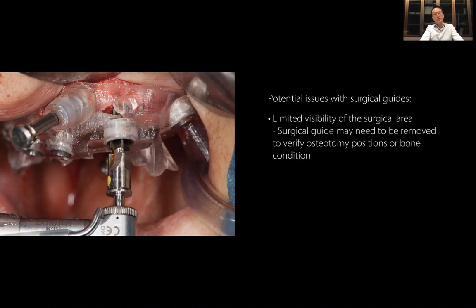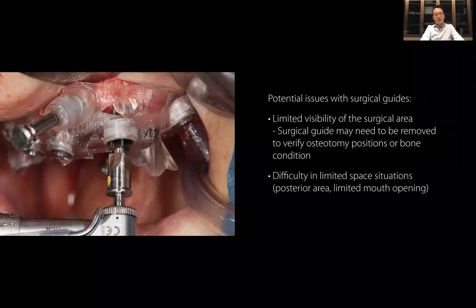And the first thing is, like we were just saying, with the surgical guide, we really had limited visibility of the surgical area. And so the surgical guide may need to be removed from time to time to verify our osteotomies are in the correct position and the bone are in good condition. So the limited visibility of the surgical site is a problem with the surgical guides.